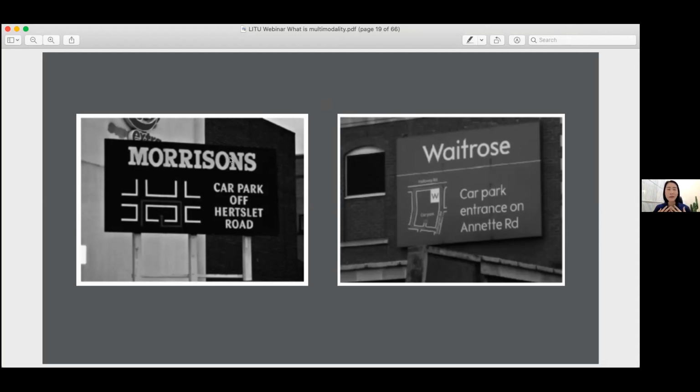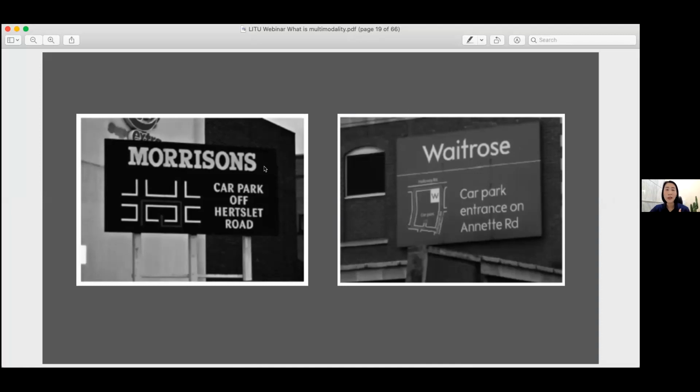So what kind of feeling do you get from reading these two different things? If we look at the use of language, the words off and on. If you just look at the description, right? Car park off Hurslet Road, and then this one, car park entrance on Annette Road. So off and on are different ways of telling the direction. And then the capitalized fonts present Morrisons in a more formal sense. So for this participant, thank you, this one is more formal. And for this one, the uppercase, lowercase renders a more relaxed atmosphere, right? I totally agree. And the second one uses a W sign on the map.